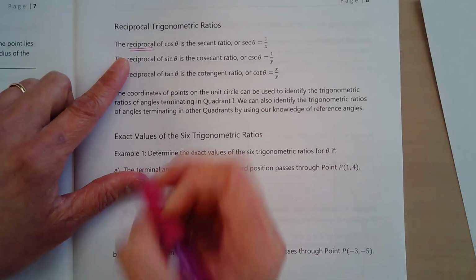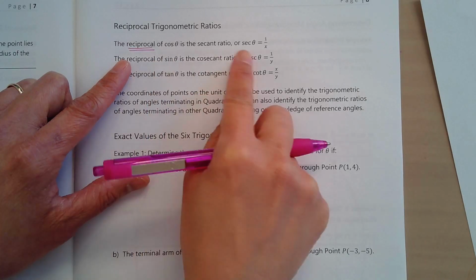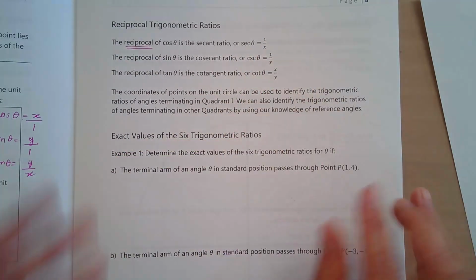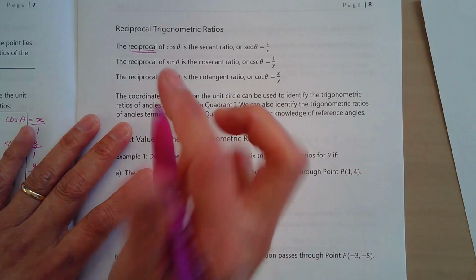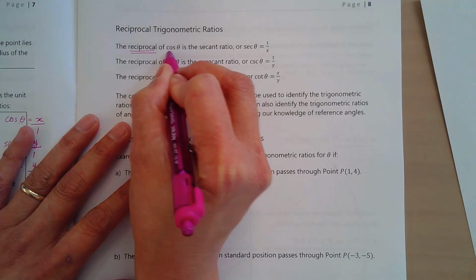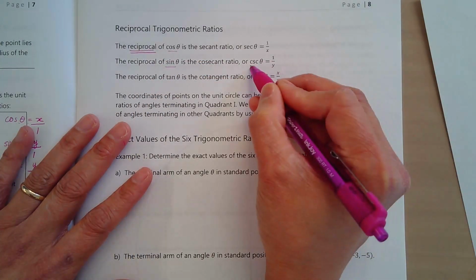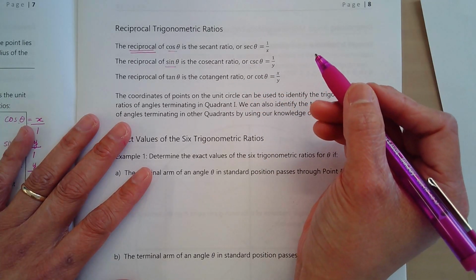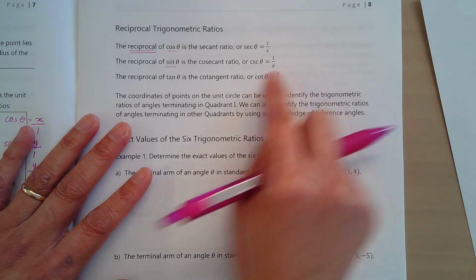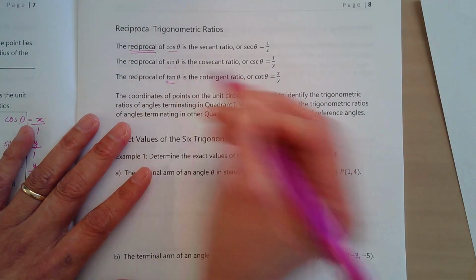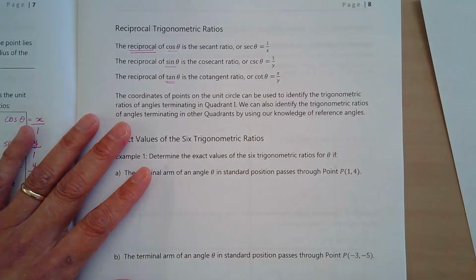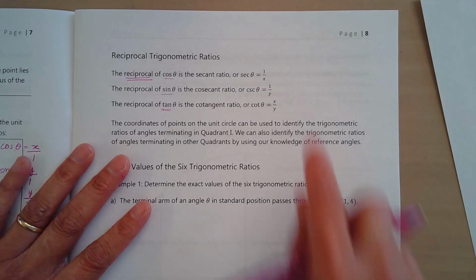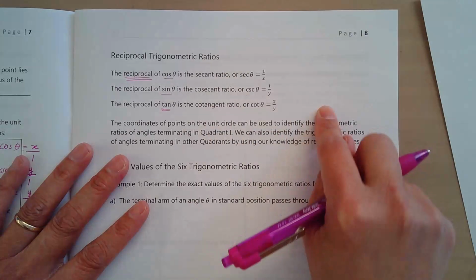So the reciprocal of cos theta is secant theta, which is 1 over x. The reciprocal of sine theta is cosecant theta, which is 1 over y. And the reciprocal of tan is cotangent, which is x over y. Now I'm going to rewrite it in a different way.